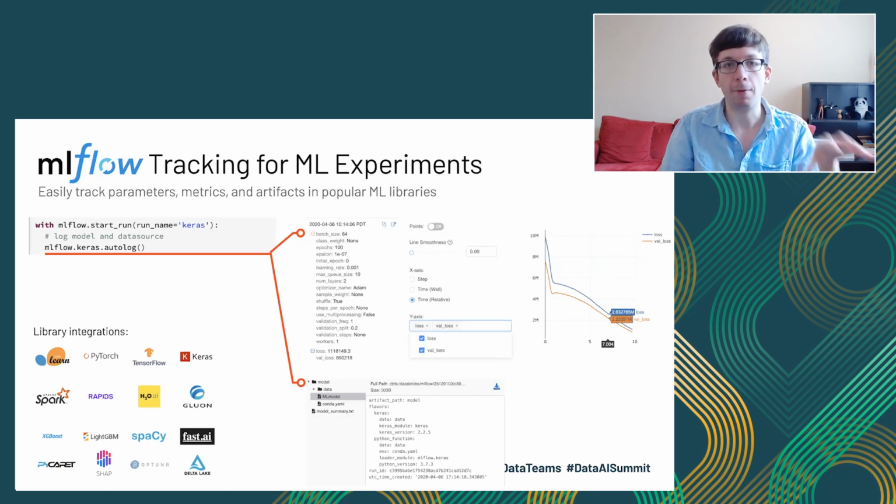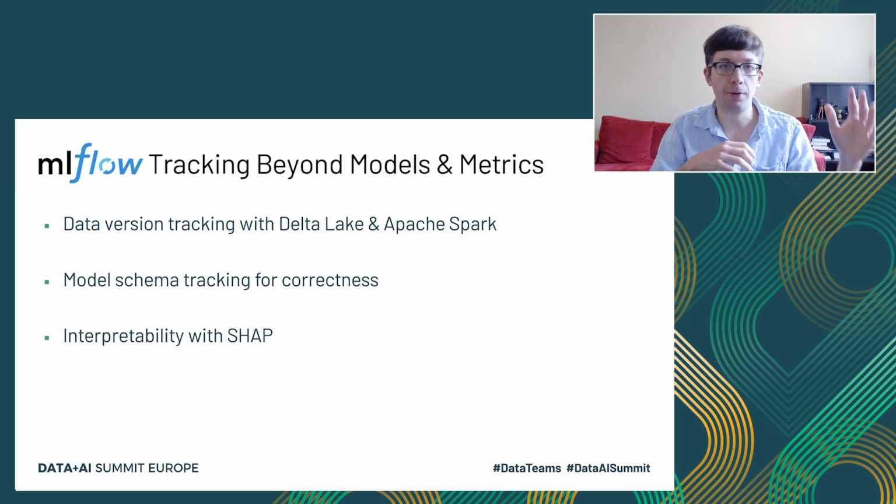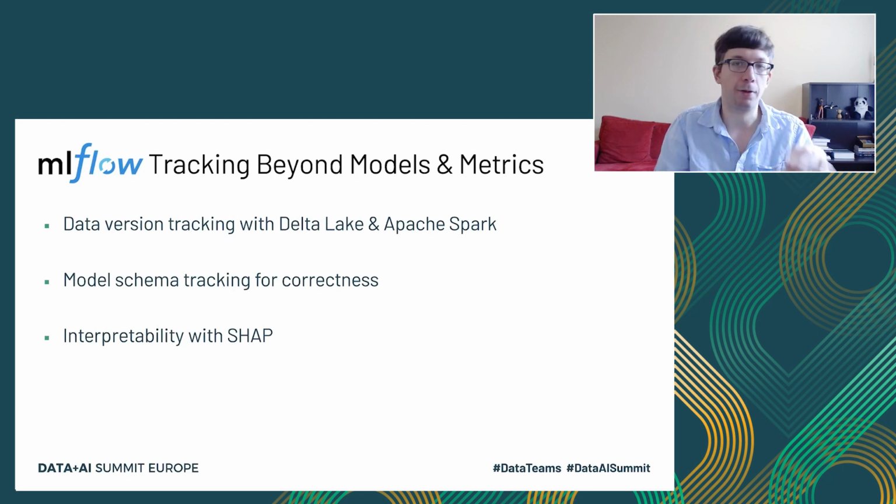So MLflow tracking has been very successful for tracking metrics and models, but we've also seen that it's very useful to extend this concept beyond that. And so today I'm going to talk about 3 recently launched pieces of functionality to track more information about your process and how they help. So these include data version tracking with Delta Lake, which you heard a lot about yesterday, and Apache Spark. Model schema tracking for correctness of your application, and finally something we just launched, interpretability with SHAP, an integration between MLflow and SHAP.